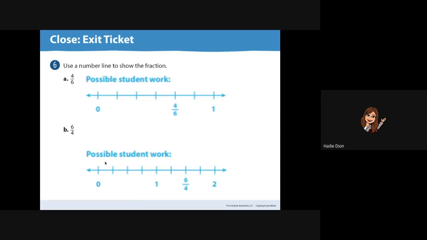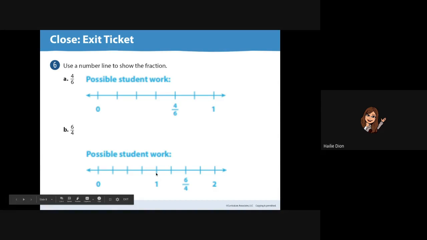Now, for this one, it says 6 over 4. So that means we have to have 4 equal parts in between our whole numbers. So if we look, the 6 is bigger than the 4. So we know, because we are smart third graders, that this fraction is going to be over 1 on the number line, okay? So we have 4 equal parts in between 0 and 1, but we know that because the 6 is bigger than 4, we need to go past the 1.